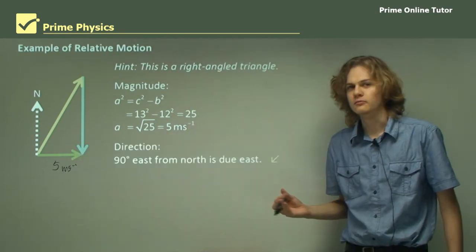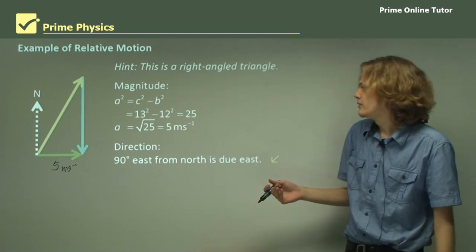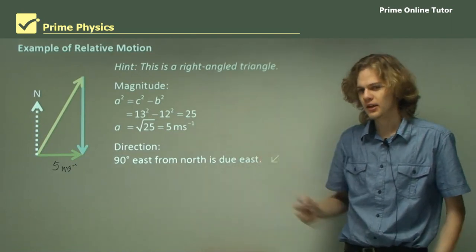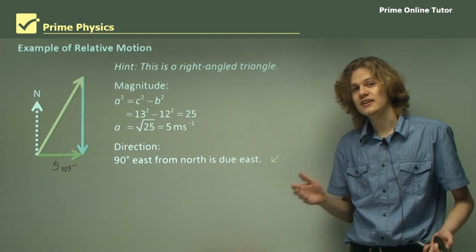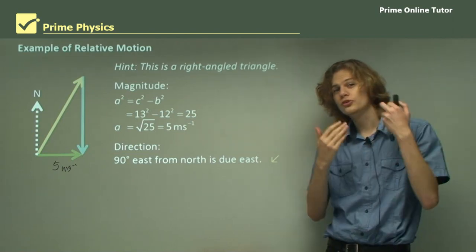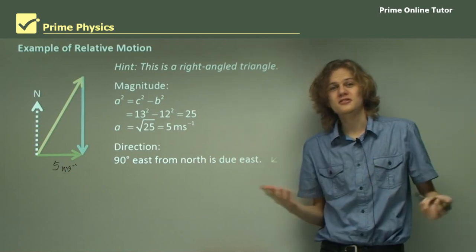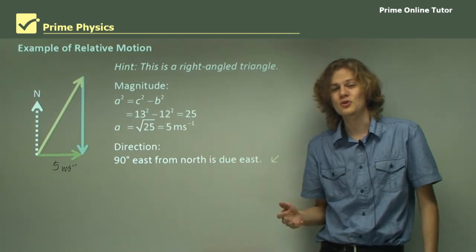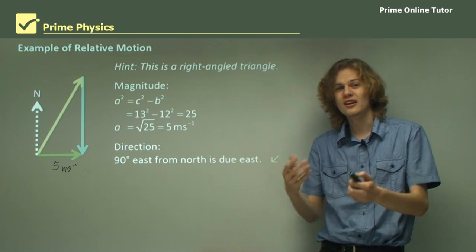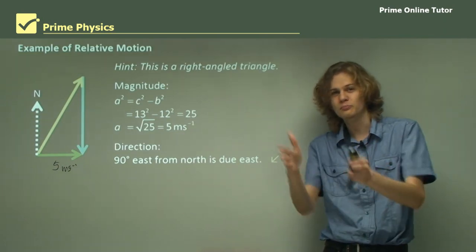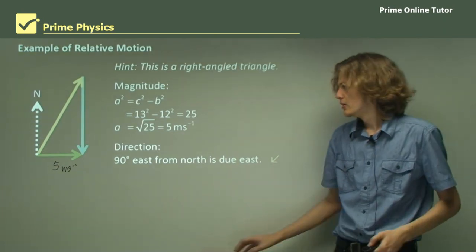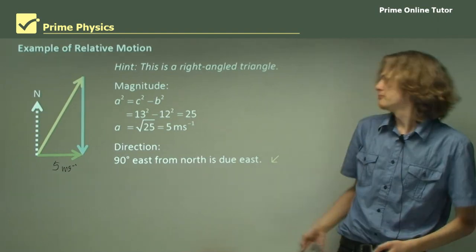Right, well, what about its direction? We know it's a right-angled triangle, and so it's due east from north. And this means that the car in front of us that's changing lanes doesn't appear to be moving towards us or away from us at all. It's just moving sideways as it changes lanes. I'm sure it's consistent with what many of you have seen on the road when another car changes lanes in front of you. It doesn't really move toward you or away from you, it just sort of moves across. So that's what relative motion looks like.